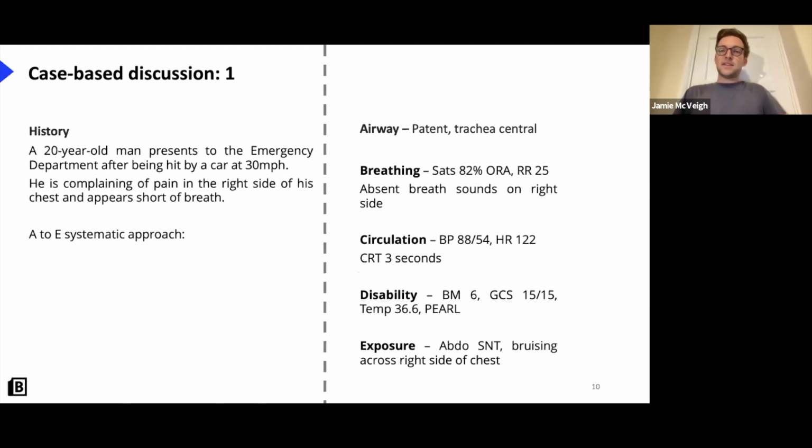He's then got SATs of 82%. Respiratory rate at 25. And he's got an increased work of breathing. Okay, he seems quite tachypneic, and he doesn't seem well. You have a good auscultation of his chest, and on the right side, there's no breath sounds. On the left side, the breath sounds are present. Okay, and he is hyper resonant on percussion on the right hand side, but normal percussion on the left hand side.